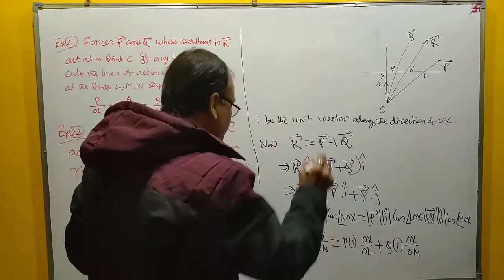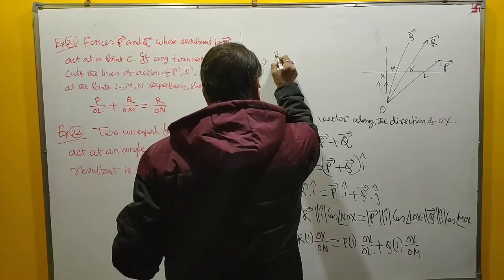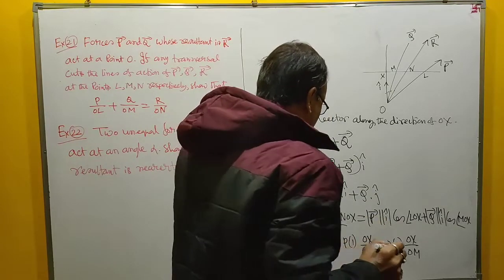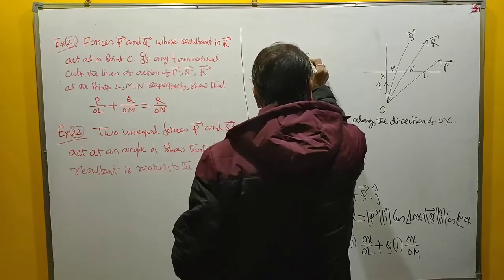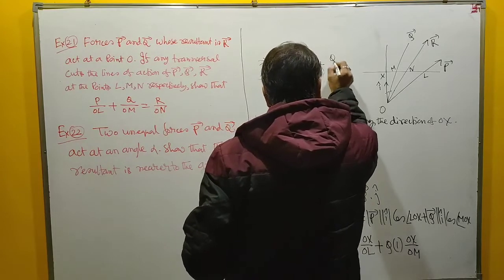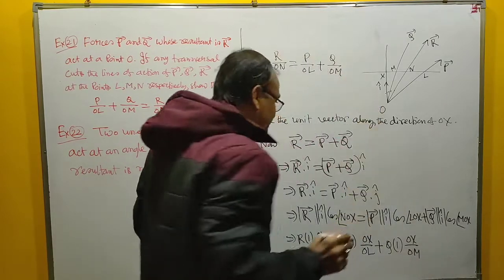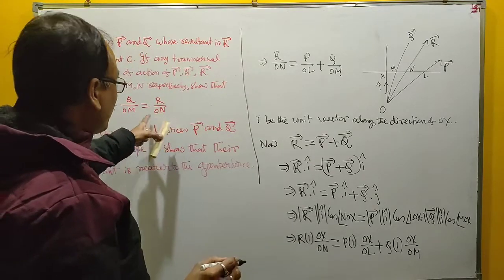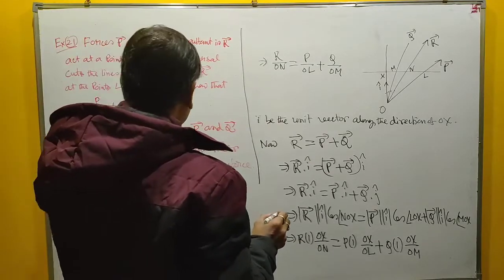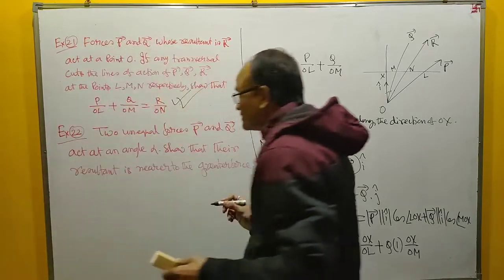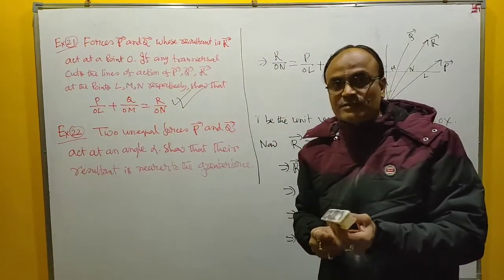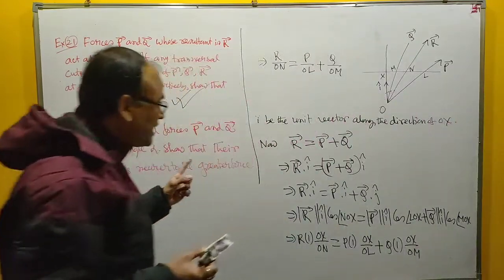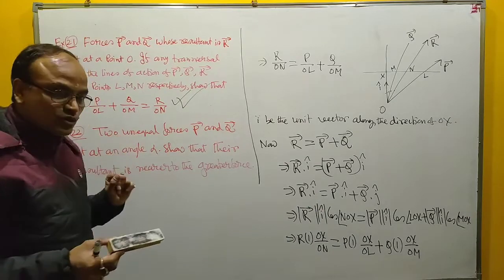Now, OX will be cancelled from both sides. R by ON equals P by OL plus Q by OM. Right? Therefore, we have solved this one. Question number 21 has been solved. It is very easy. Now I am going to solve question number 22.